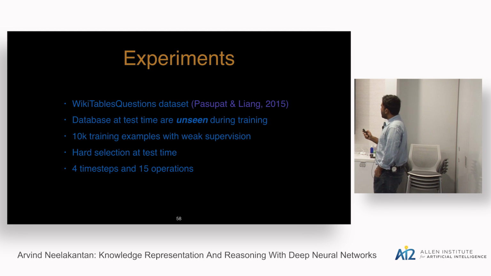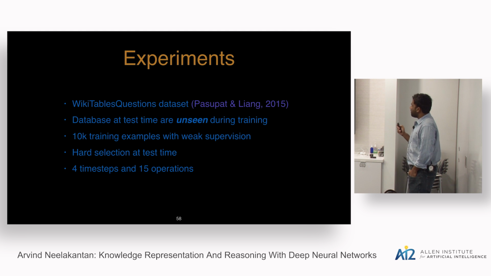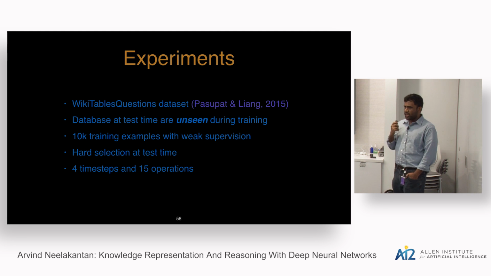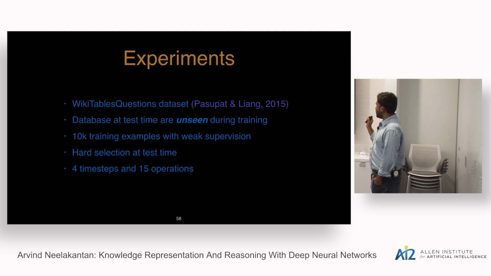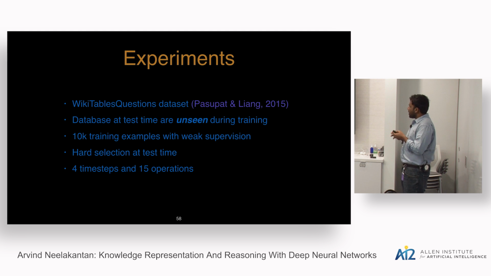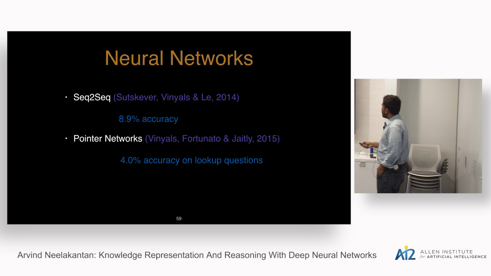Okay, so I'm going to go into experiments. These are experiments on the WikiTableQuestions data set. One more challenge is that the databases at test time are unseen during training. So here the model does not have a fixed schema that it can map to. Given the context of a question, it has to understand the column names and induce the correct program. And as I told you before, we use hard selection at test time.